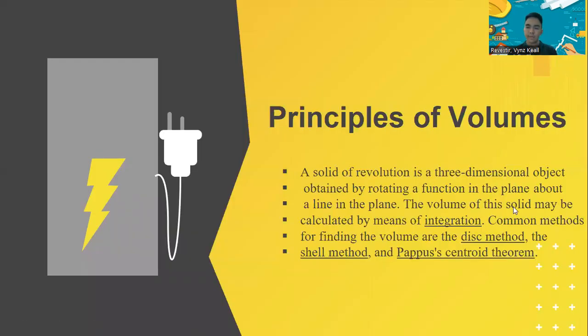The principles of volume. A solid of revolution is a three-dimensional object obtained by rotating a function in the plane about a line in the plane. The volume of the solid may be calculated by means of integration. Common methods for finding the volume are the disk method, the shell method, and Pappus's centroid theorem or the washer method.